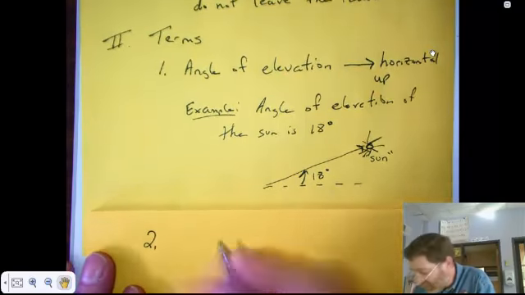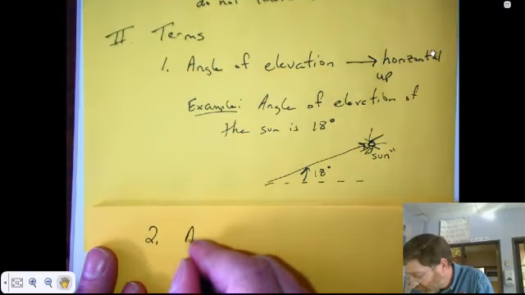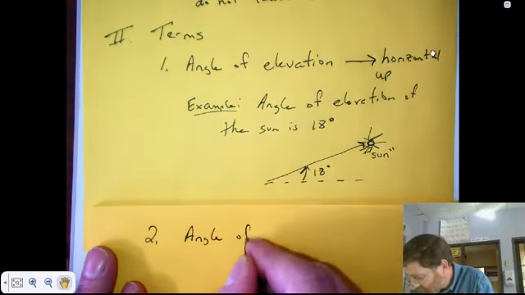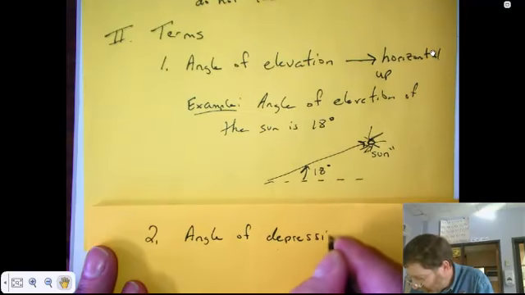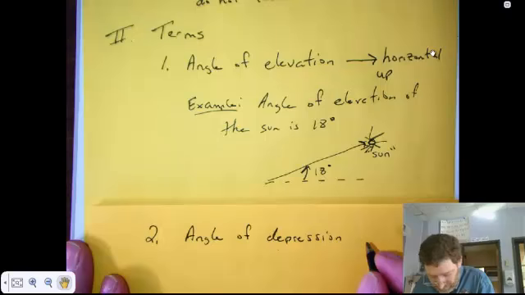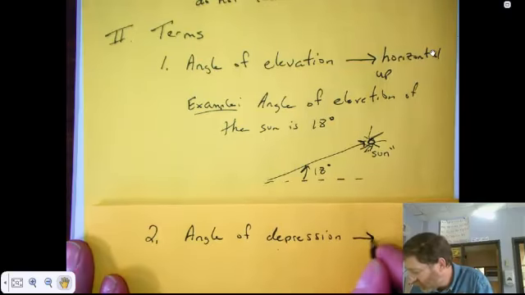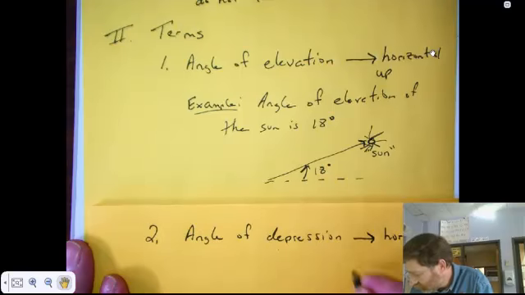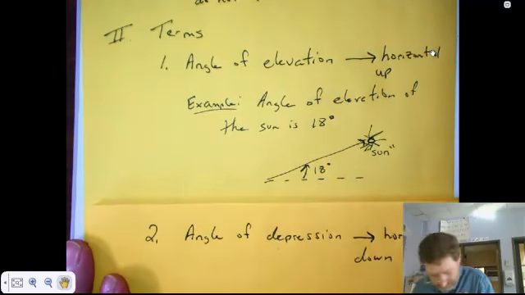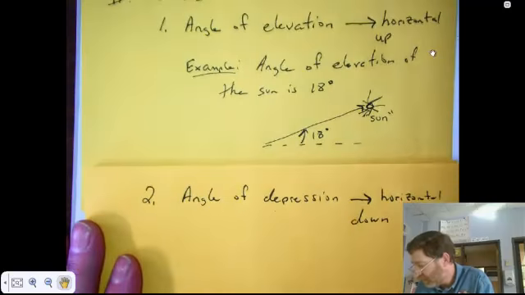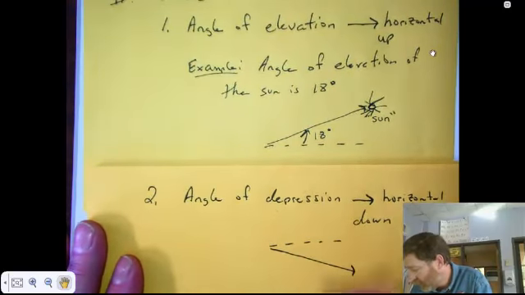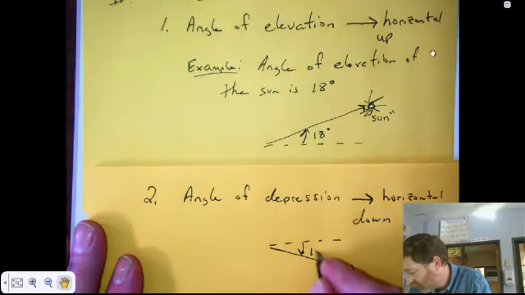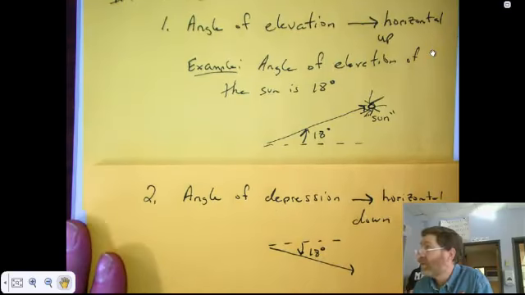Okay, the opposite is angle of depression. And of course, angle of depression would mean that this time I go from the horizontal down. And so this time, angle of depression would be down like this. So whatever angle this is, 18 degrees, that's your angle of depression.